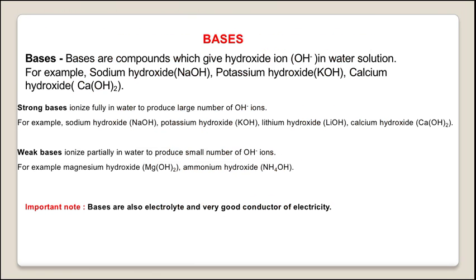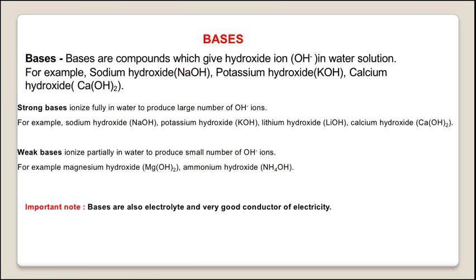So bases are compounds which give hydroxide ions, whereas in the case of acids, the compounds were giving out H plus ions or hydronium ion, H3O plus. In this case, they give out OH minus, also known as hydroxide ion. So acids have positive charge, bases have negative charge when dissolved in water. Examples I have also given: sodium hydroxide, that is NaOH, potassium hydroxide, that is KOH, calcium hydroxide, Ca(OH)2.